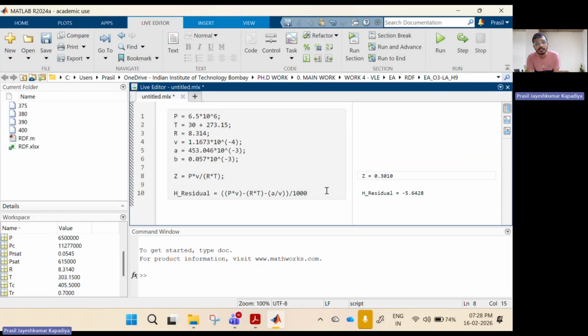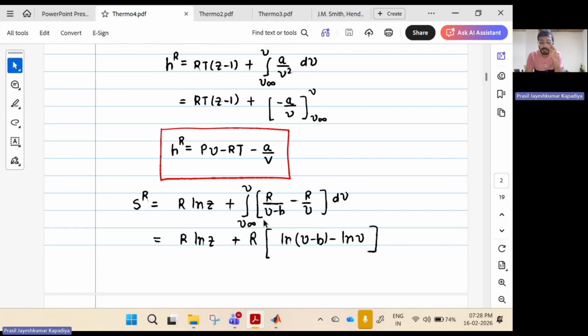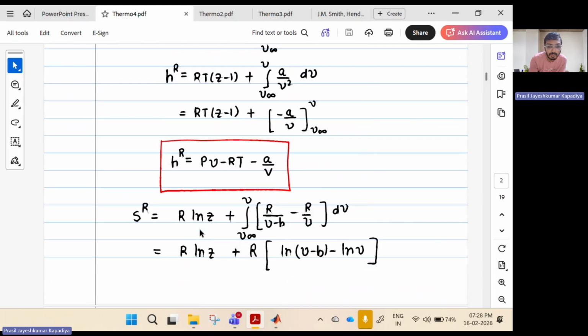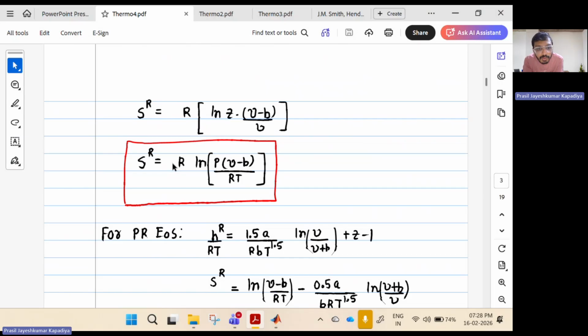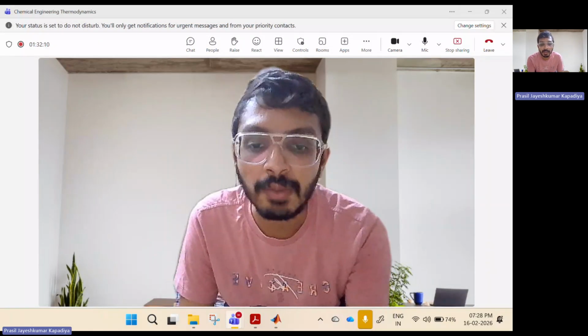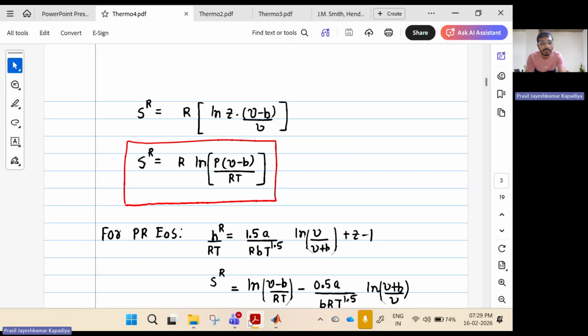So Z is highly non-ideal, so it is not going to follow the ideal gas law. So S residual is equal to, what is the equation? We derived it, right? We just put the value of del P by del T at constant volume as R divided by V minus B, and we find that SR is equal to R into ln of P into V minus B by RT.